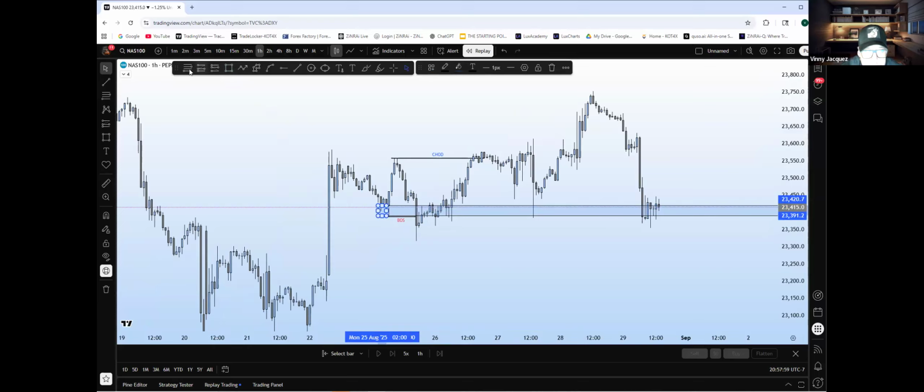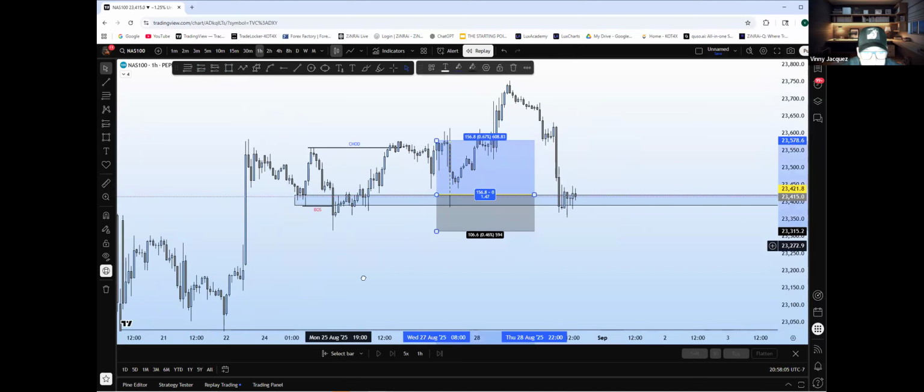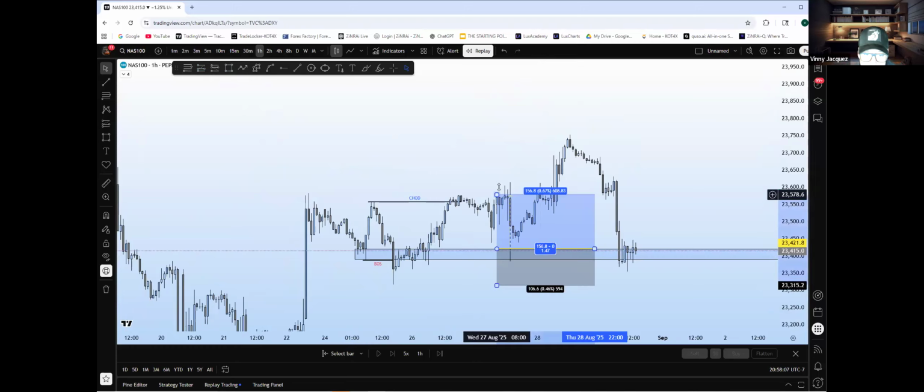I don't know about you, but that right there is pretty solid. I would say that's a solid B plus. That's a B, C plus setup right there, especially with the liquidity.